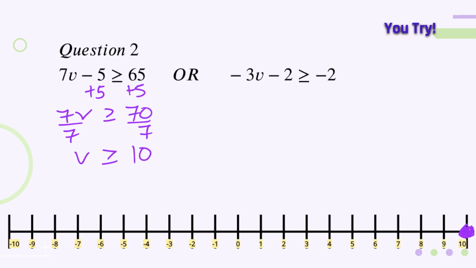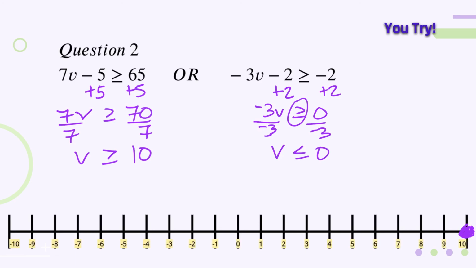Okay. Now on this one, I'm going to add 2 to both sides. So I get -3v is greater than or equal to 0. Now I'm going to divide by -3. I get v, remember I have to flip the inequality, is less than or equal to 0. So I'm going to do my 0 here, and then shade in the less than.